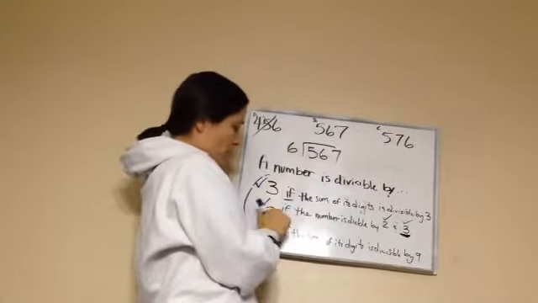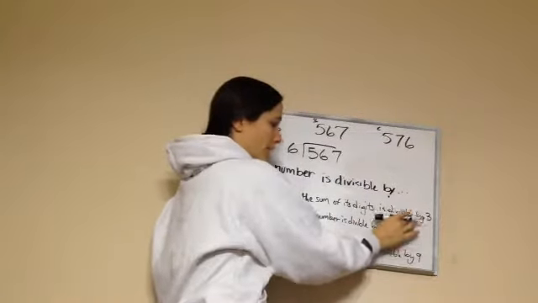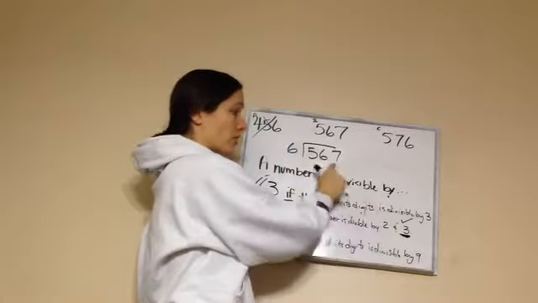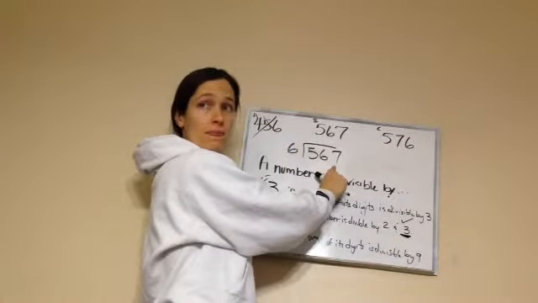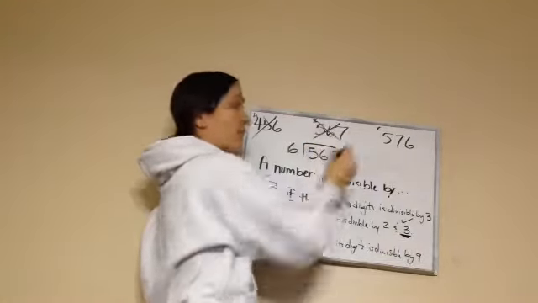All right, let's try 6. A number is divisible by 6 if the number is divisible by 2 and 3. Well, we know that it's divisible by 3 because we just figured that out. Is it divisible by 2? No. That ends that theory, so we know it's not that one, right? All right. It has to be the last one, but let's check and make sure.